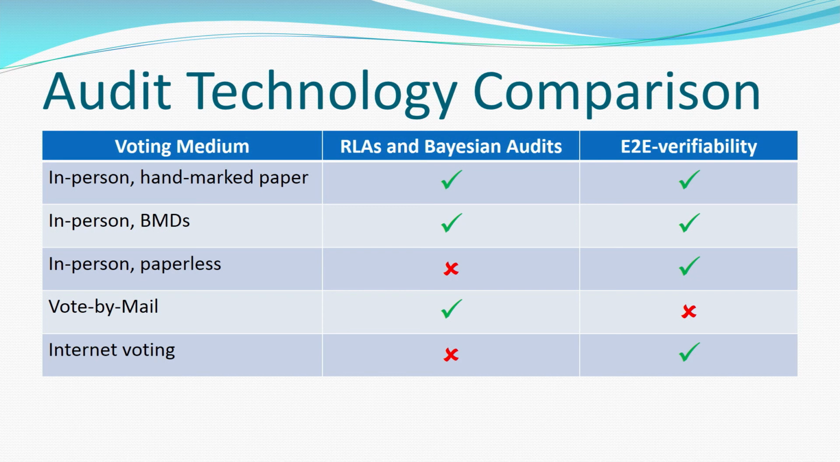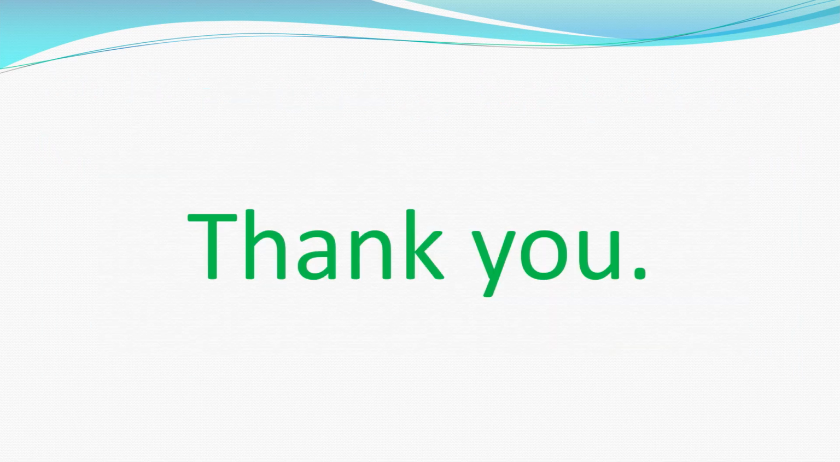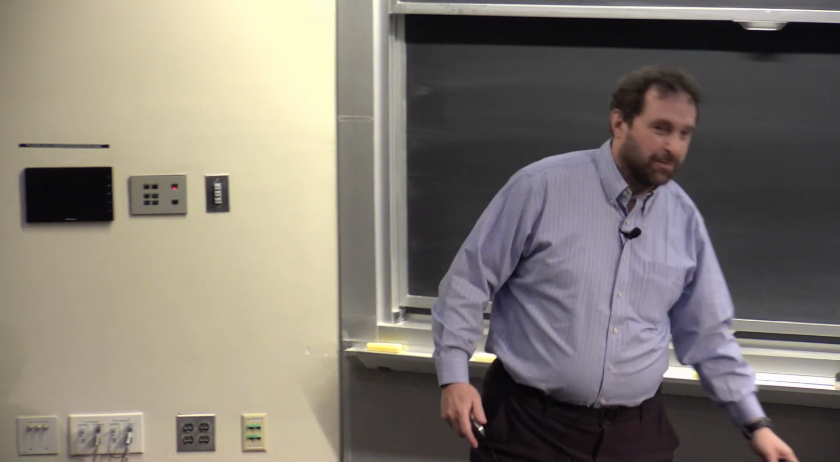On the other hand, I don't know a good way of doing end-to-end verifiability with vote by mail. So if you've got vote by mail, you can still do an RLA. You can't do end-to-end verifiability in a practical way that I know of. So trade-offs, interesting possibilities. Again, ideally together, but you've got some choices. And that's all I've got.